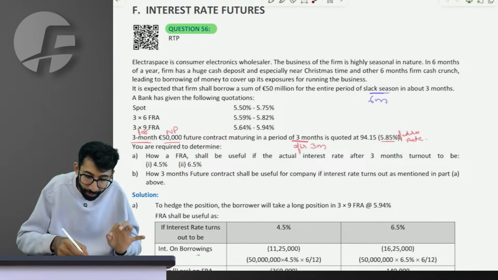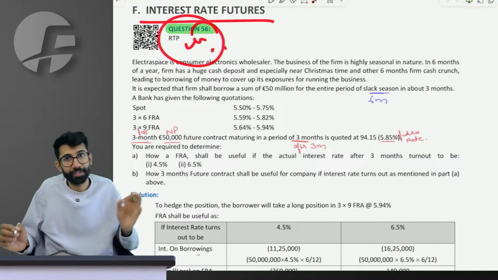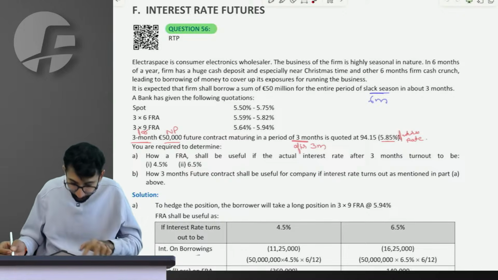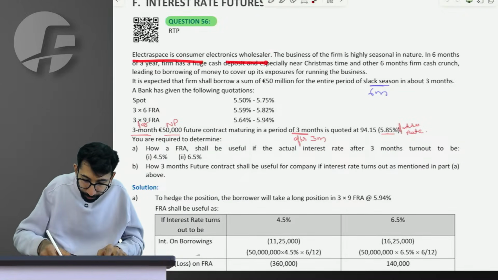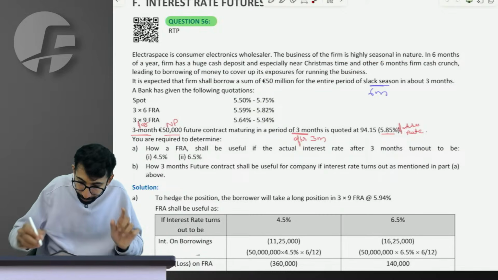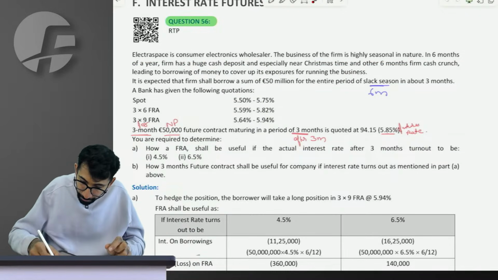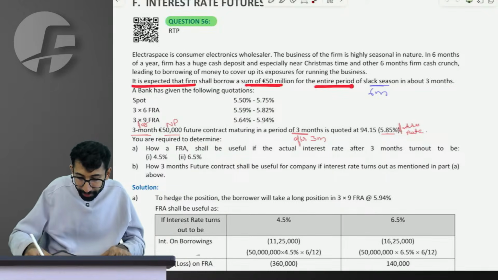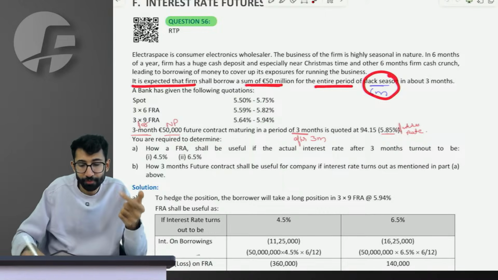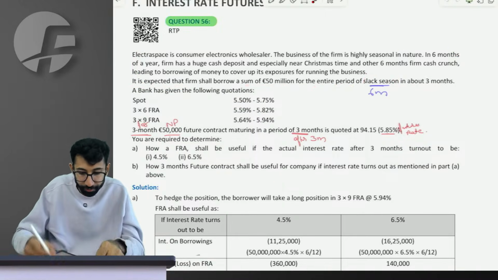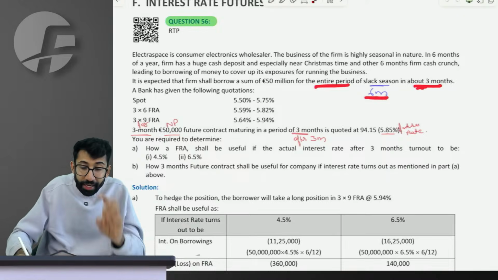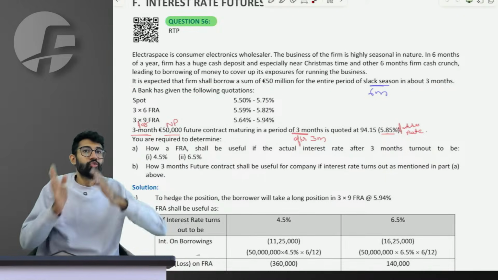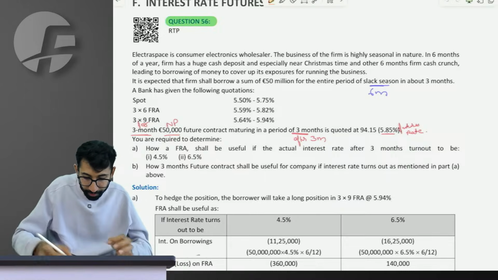So you have to understand that we are doing this topic only from this question's point of view, question number 56. Listen to me very carefully. Electra Space is a consumer firm, business highly seasonal. Sir, coming to the main line: the company is planning to borrow a sum of euro 50 million for an entire period of 6 months. Slack season is for a 6-month period. So after 3 months, for a period of 6 months, it is planning to borrow.